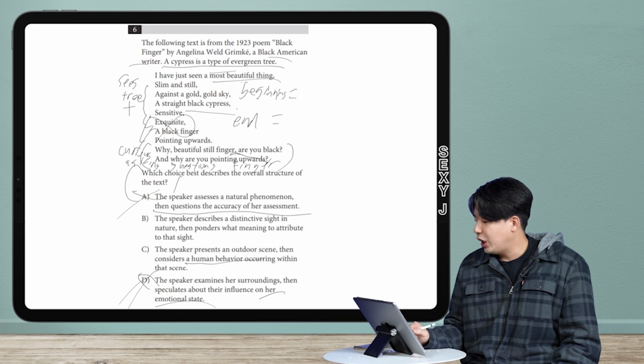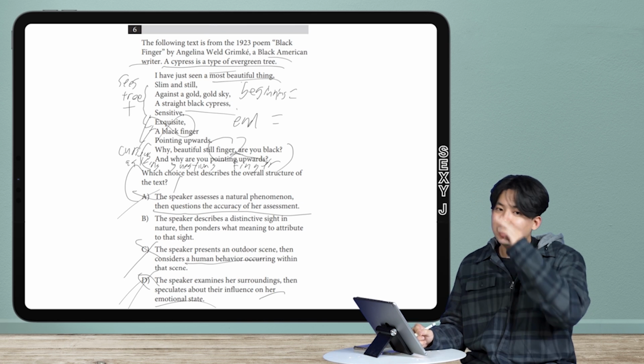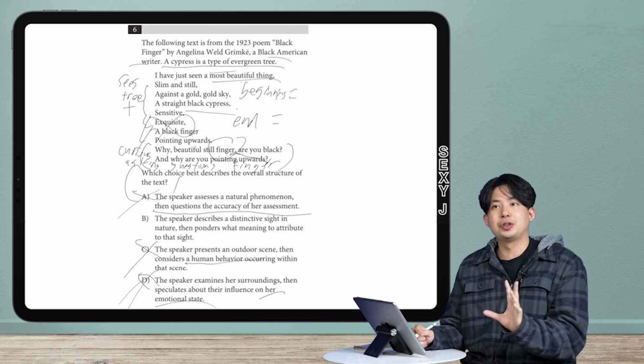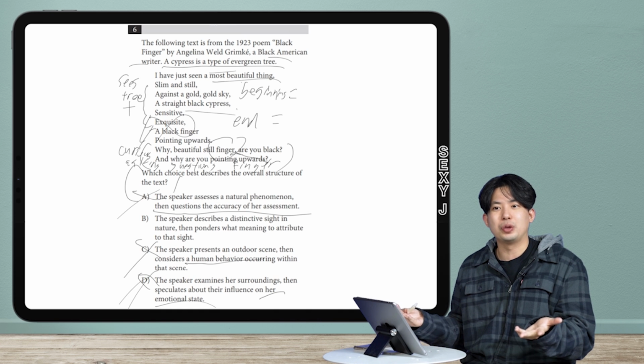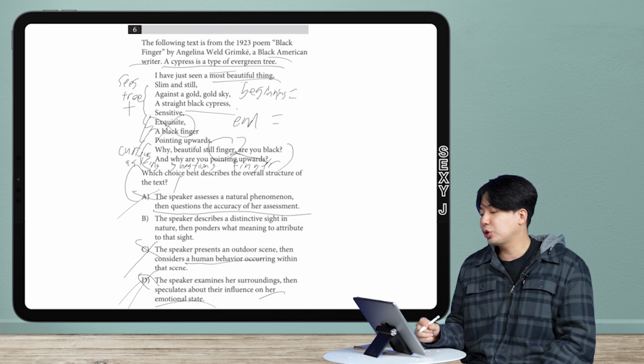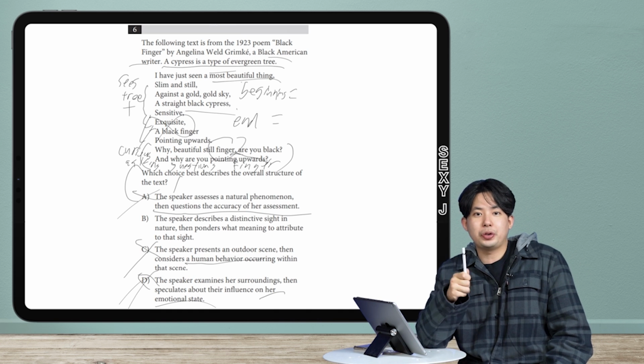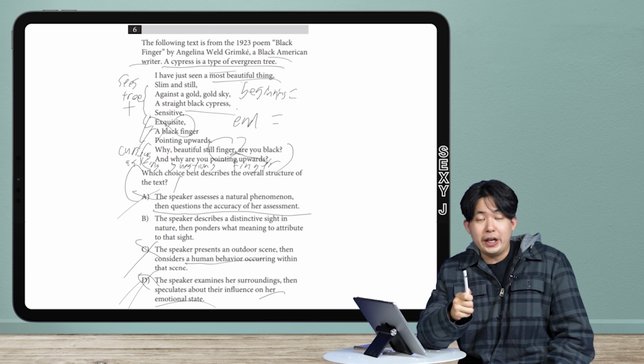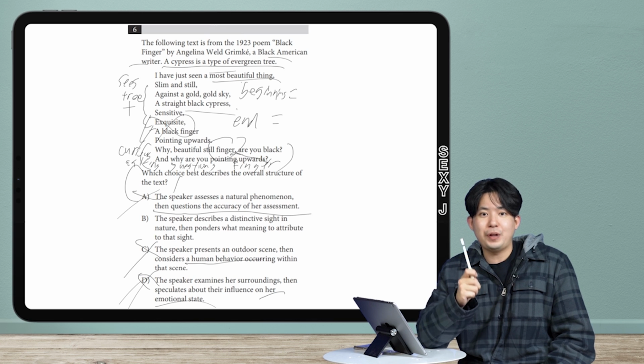Considers all human behavior. Okay, is this finger a human behavior? No, the finger is the tree. So it's not a human. But let's say I didn't know that. I was like, maybe the finger is a human. Although that's weird. Why would you call a person a finger, right? Look at answer choice B. Answer choice B is one of those that are too vague, right? They are too vague to be wrong. Too vague to be wrong.